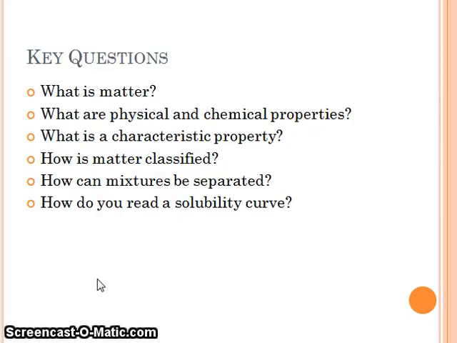In this unit, we'll be learning about what matter is, what physical and chemical properties are, what a characteristic property is, how matter is classified, how mixtures can be separated, and how to read a solubility curve.